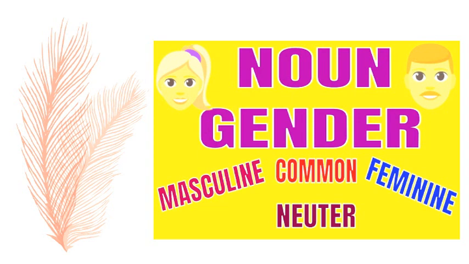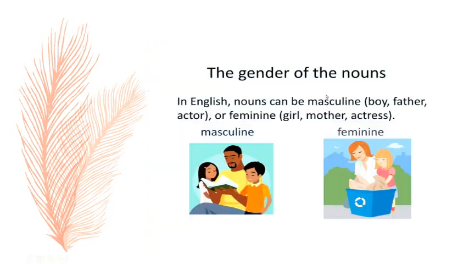Now the next we have is noun gender. Viewers, you already know that gender, we have four genders of nouns. Any noun can be differentiated as a masculine gender, common gender, feminine gender, neuter gender noun. Let us see about them. So in English, nouns can be masculine that refers to male gender. The examples are boy, father, actor, or feminine, girl, mother, actress. These two genders. Brother is a masculine gender noun. Sister is a feminine gender noun. Okay, now let us see what we have next.